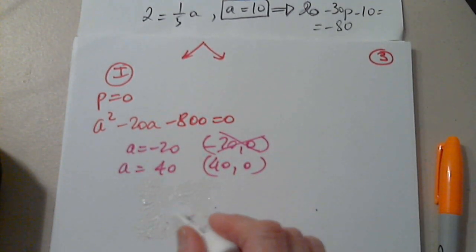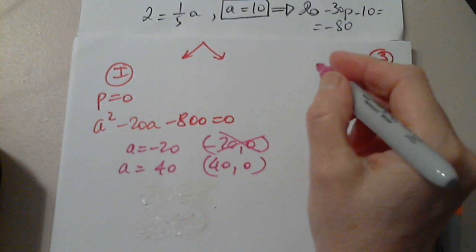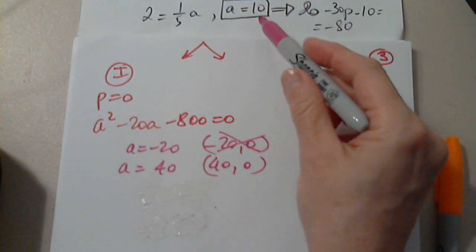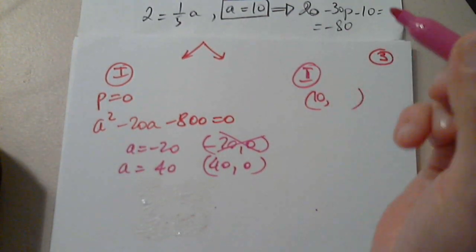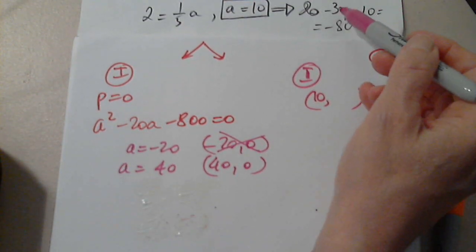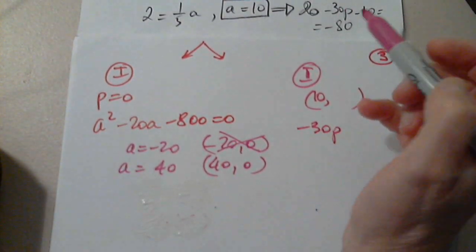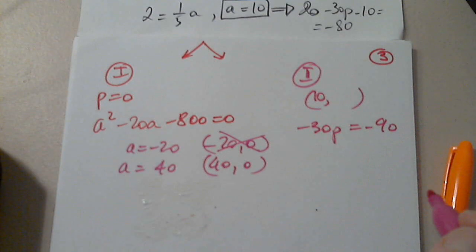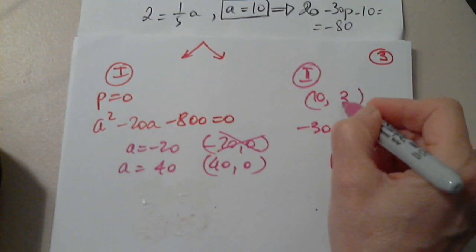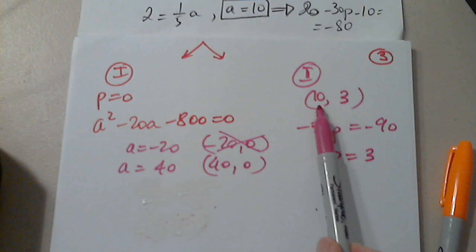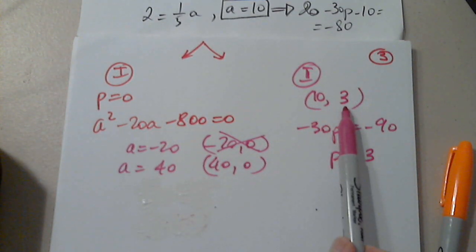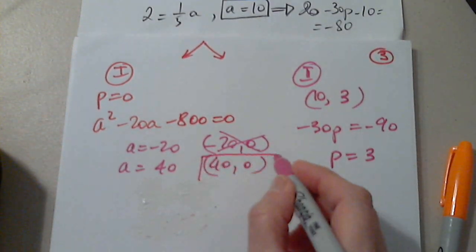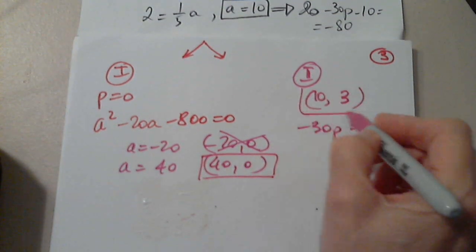So keeping in mind that A is the X variable and P is the Y variable. Okay. So the second option, A is 10, and we have to determine P from here. So I have negative 30P. 20 minus 10 is 10. When I move it to the other side, I get negative 90. So P equals 3. What does this mean? We spent $10 million for advertising, and we're selling at $3 per unit. Okay? So basically, we have to discuss 2 points, 40, 0 and 10, 3.